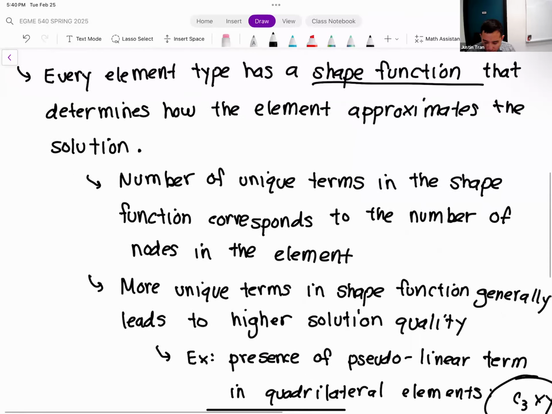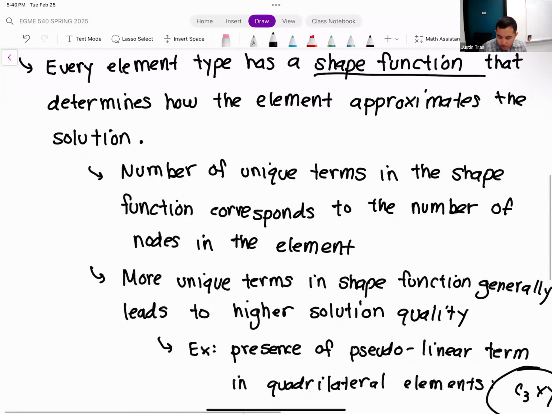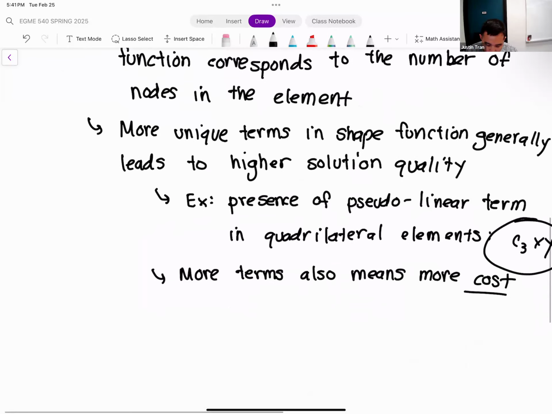Okay, so this was just a recap from last time, and a good starting point for today. Are there any questions on any of this? Okay, so let's dive into this idea of what it actually means to have more unique terms, and why it actually improves your solution.